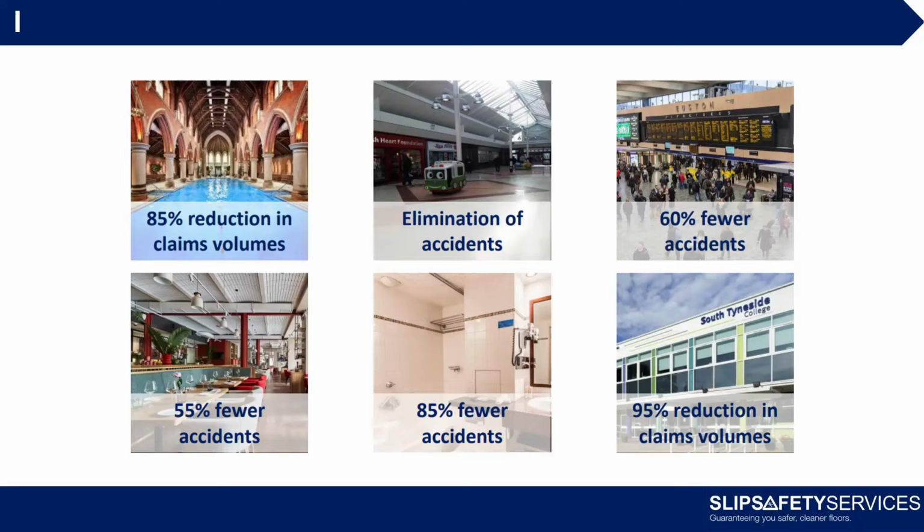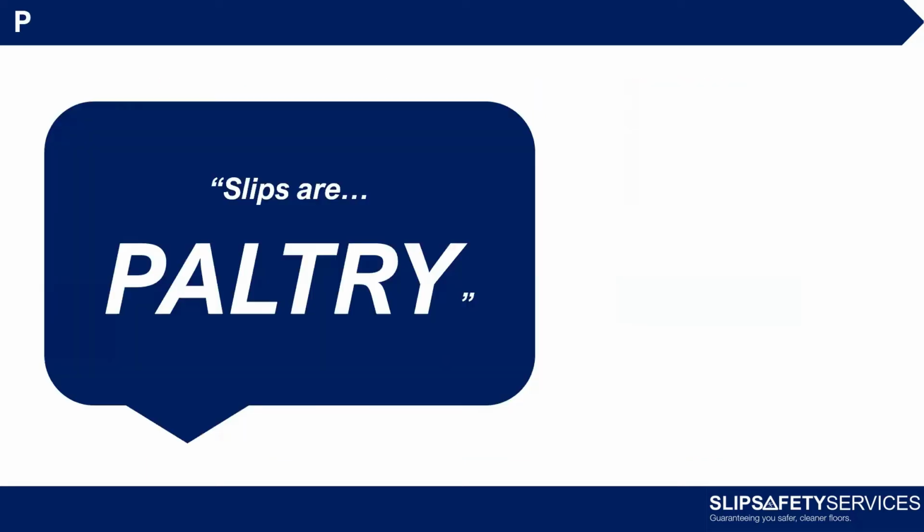Train station, 60% fewer accidents. Restaurant group, 55% fewer accidents. A hotel that was having a lot of slips in bathtubs, 85% fewer accidents. College, 95% reduction in claims volumes. This college was actually struggling to get insurance. No insurance company wanted to touch them because of their claims history of slips. We managed to eradicate slips for about 18 months, and then, over a 3 to 5 year period, it was a 95% reduction. So they were certainly happy with that. So you absolutely can stop slips.